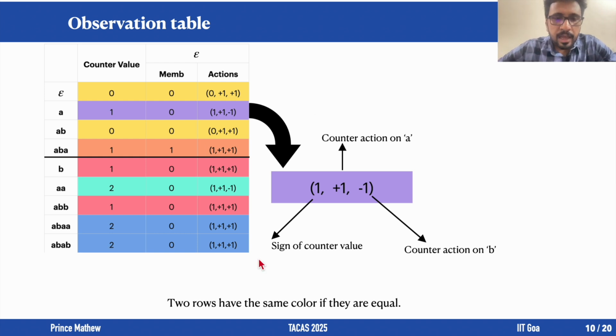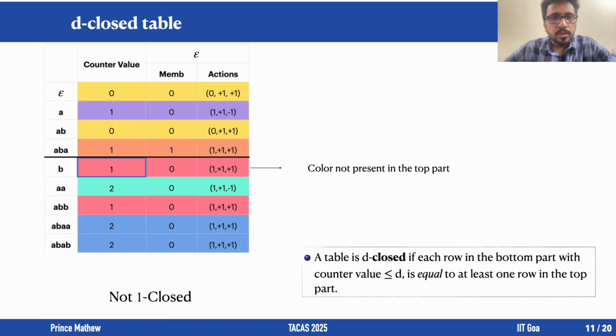Now in this table, I have colored two rows with the same color if they are equal. Here these are colored yellow, which means the entries are the same. Now we have two definitions, one is closed and the other is consistent. The first is D-closed. When do we say that a table is not D-closed? This table here is not one closed. Why? Because you have a row with counter value 1 in the bottom part of the table which is not present in the top part. So this is not one closed.